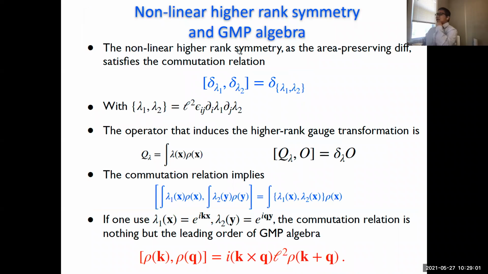The nonlinear version of the high rank symmetry, as the area-preserving diffeomorphism, satisfies the following commutation relation. Lambda here is the parameter of the gauge transformation that we introduced previously, and the bracket here is defined explicitly by this form. You can derive this equation in many different ways, but we see that this commutation relation satisfies this form. And we know that the operator that induces the higher rank gauge transformation is Q_lambda. So the commutation of Q_lambda with any operator is nothing but the gauge transformation of this operator with the parameter lambda.